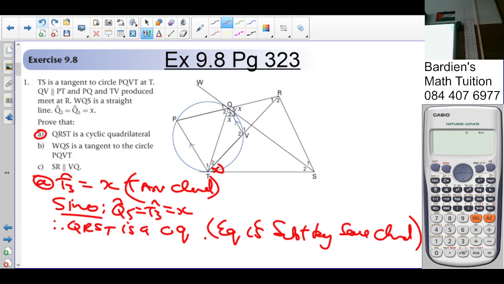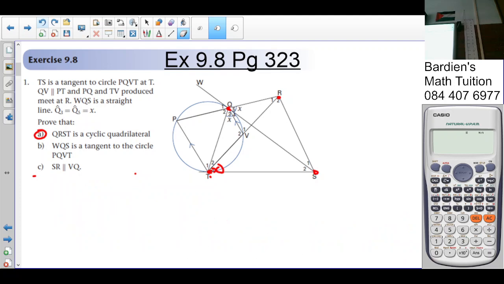Right. Now remember that this is now a cyclic quad, which means to say what? A circle can be drawn through there. Okay, you guys understand? Take this off, as I need the space so that we keep the diagram in focus. Let's go to B. WQS is a tangent to the circle.